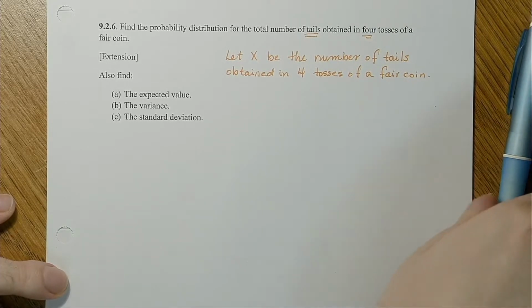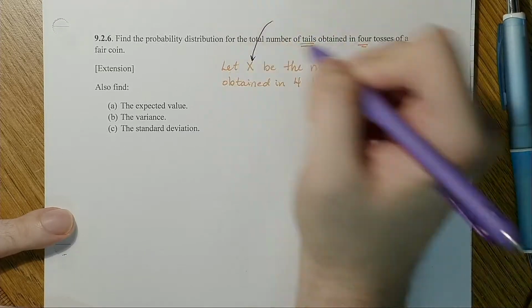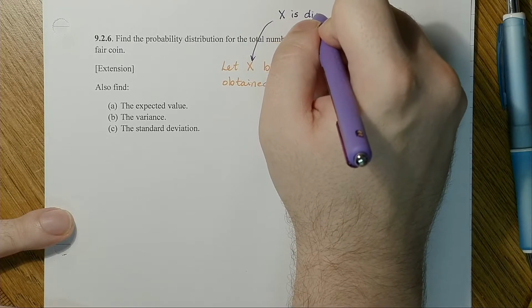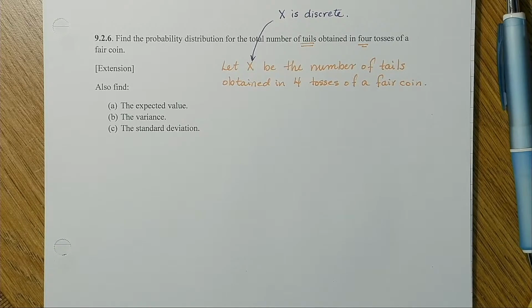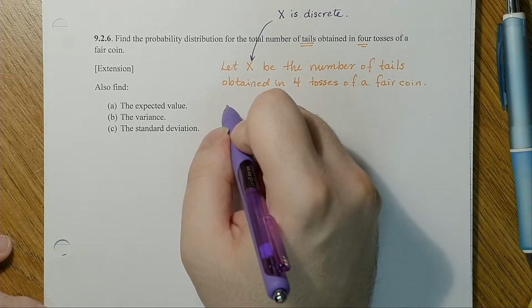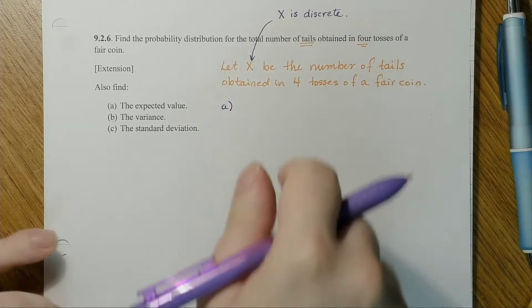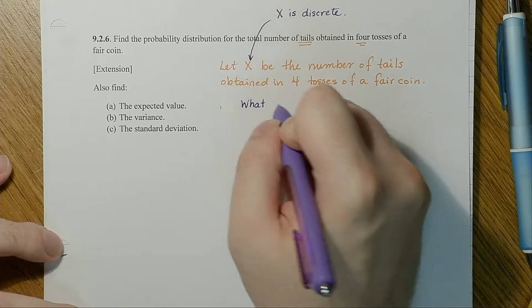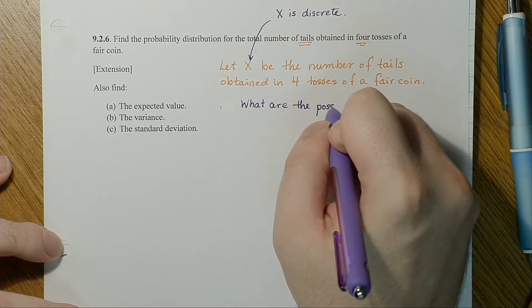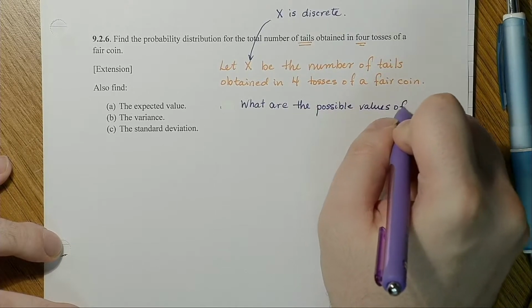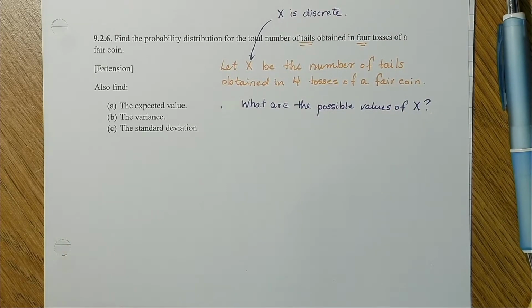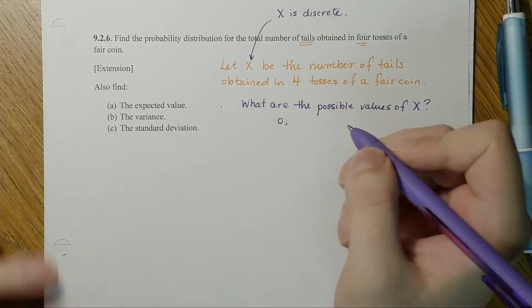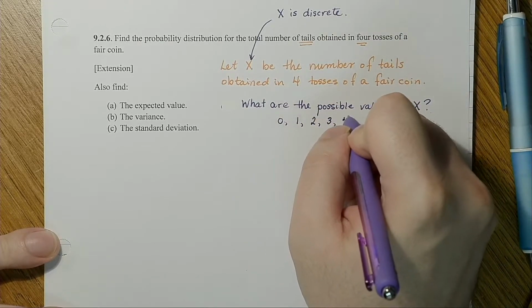Yes, that is something we can say for sure. X is discrete. What are the possible values of X? Just in the chat, what do you think? Yes, we could have 0, 1, 2, 3, or 4. Good.